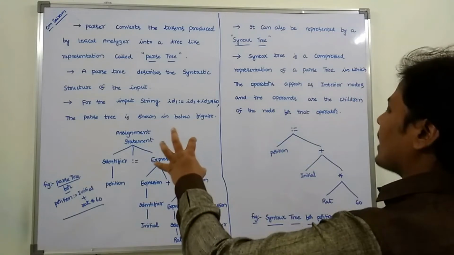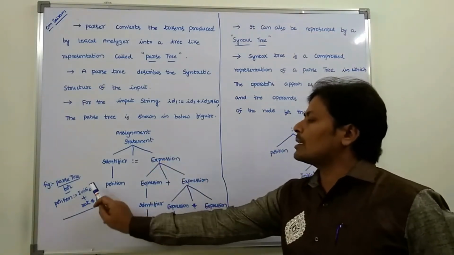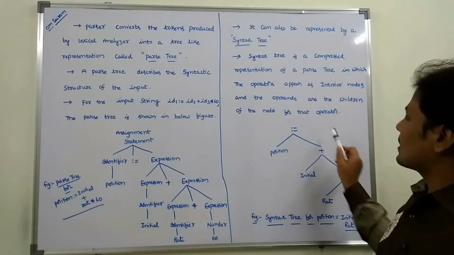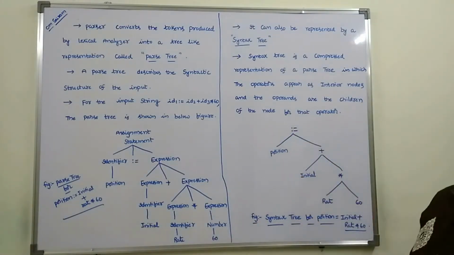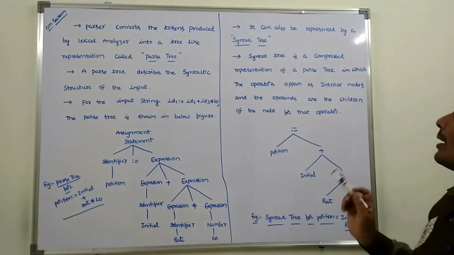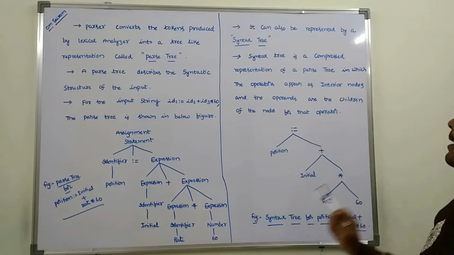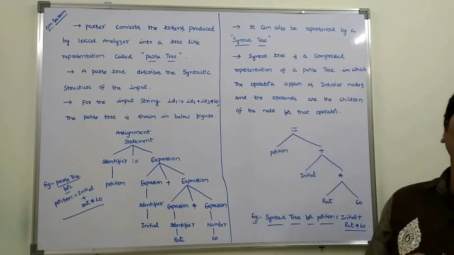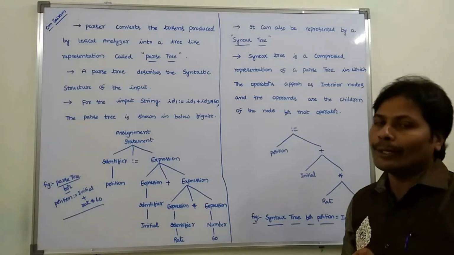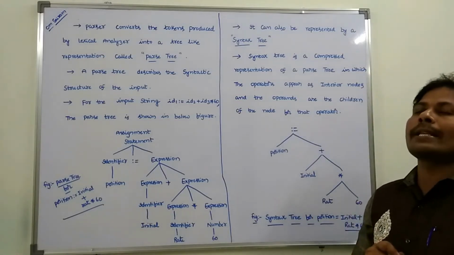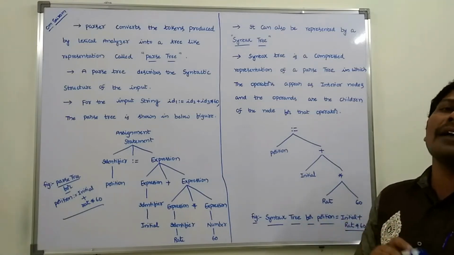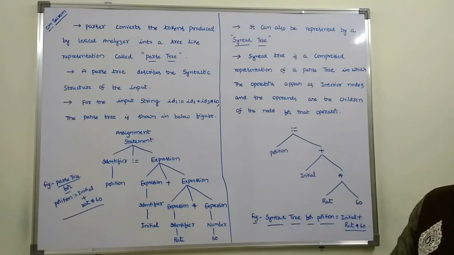For the same input string, position is equal to initial plus rate into 60, the syntax tree is this one. Here the operators are equal to, plus and into. These are called interior nodes. Interior nodes have some children. Interior nodes can be taken as parent nodes or root nodes.